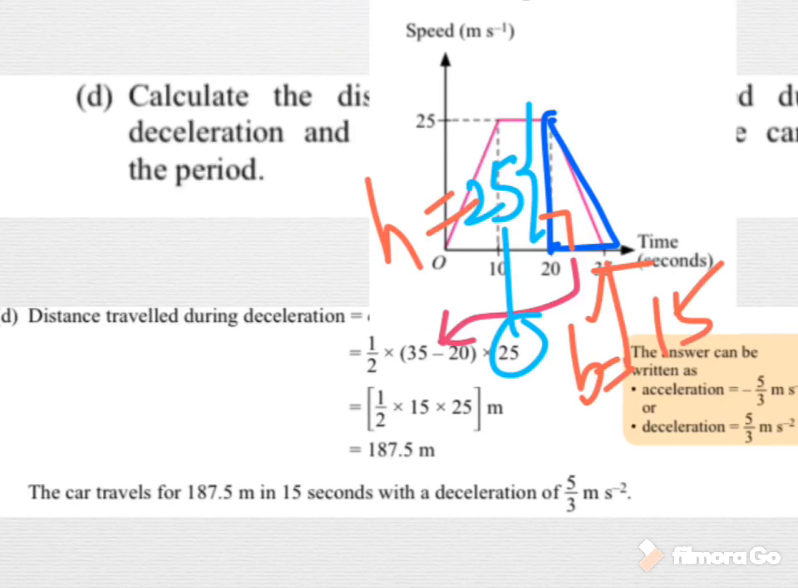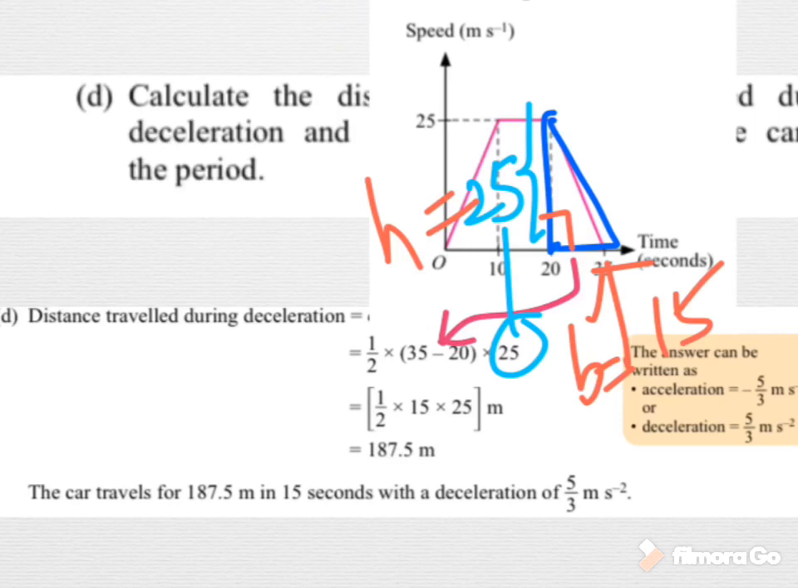Question D. Calculate the distance in meters traveled during the deceleration and describe the motion of the cars for the period. The deceleration happened for the last 15 seconds, so we need to find the distance traveled. The distance traveled is the area under the blue line.